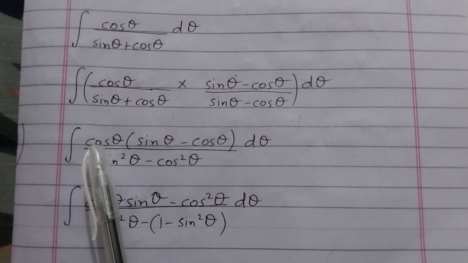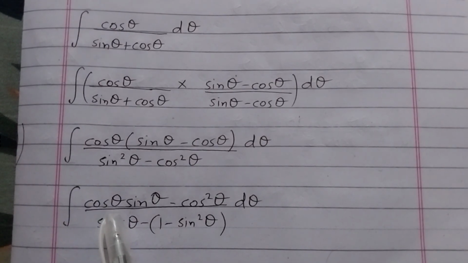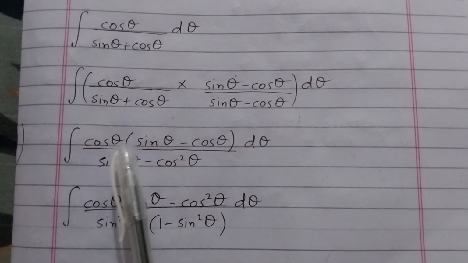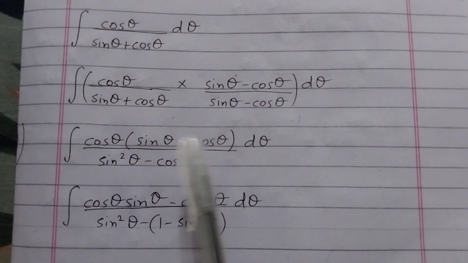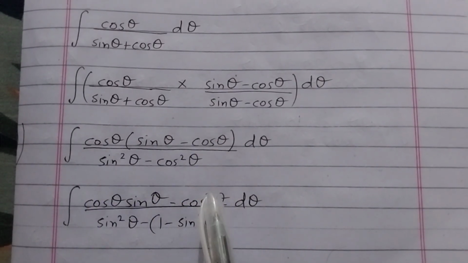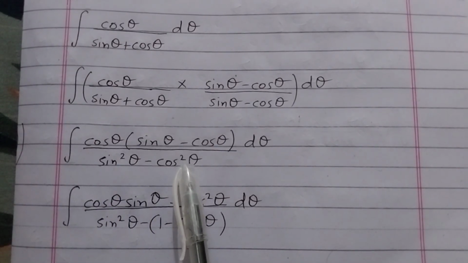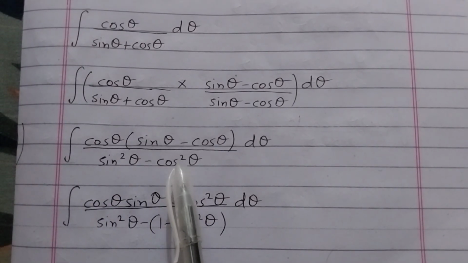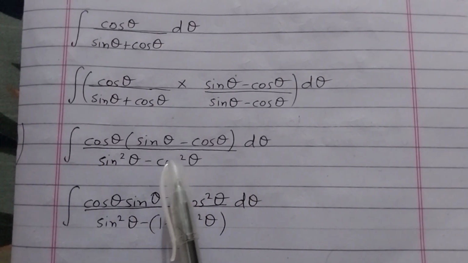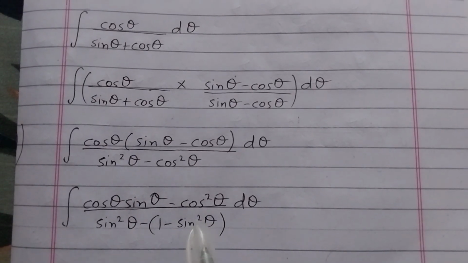And in the next step, the numerator remains same. Cos theta is being multiplied with this sine theta minus cos theta, so it will become cos theta sine theta minus cos theta into cos theta, which is cos square theta. In sine square theta minus cos square theta, I've written this cos square theta in the form of sine square theta. So cos square theta is equal to 1 minus sine square theta.